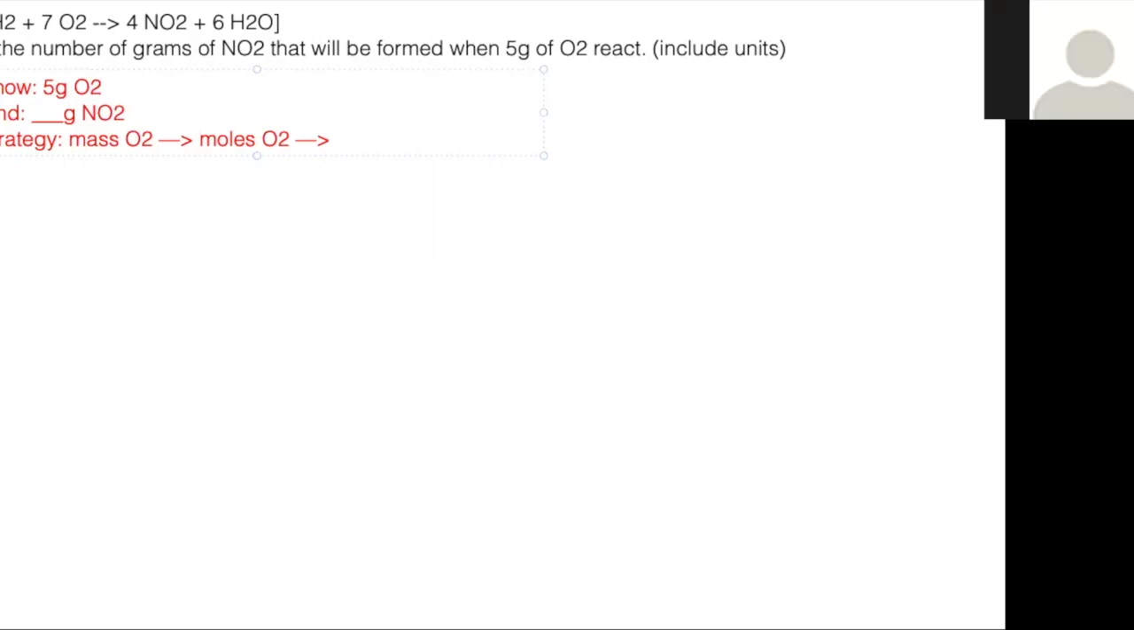Which way are you going on the paper? Can you see the paper? It's backwards on the camera. But we're here in this orange spot. We just said we're going from mass to moles. Now we need to go over again to moles, but moles of NO2, because now we're in the pink. Okay. So you have moles of NO2. And then what's the last thing? And then you go to mass of NO2. Right.